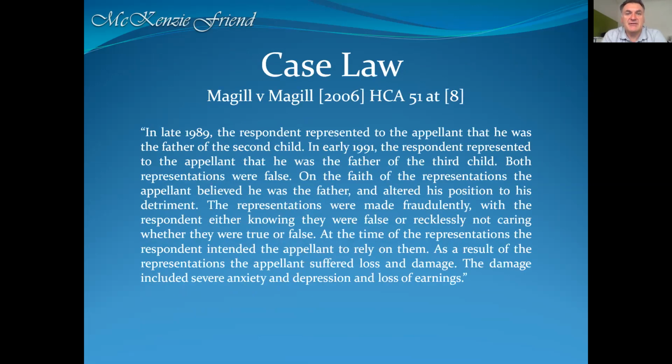So let's look at the facts in the case of McGill. In late 1989, the respondent represented to the appellant that he was the father of the second child. In early 1991, the respondent represented to the appellant that he was the father of the third child. Both representations were false. On the faith of the representations, the appellant believed that he was the father and altered his position to his detriment.